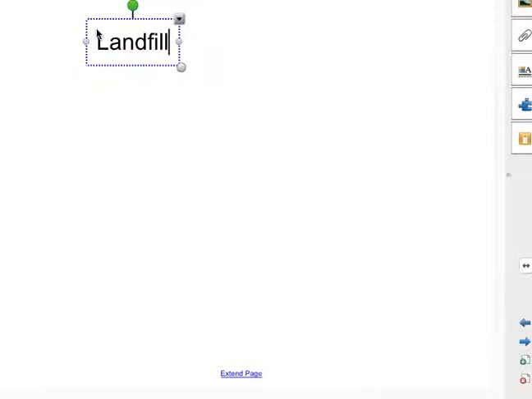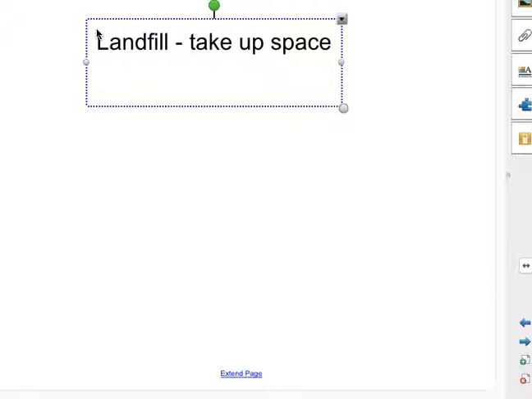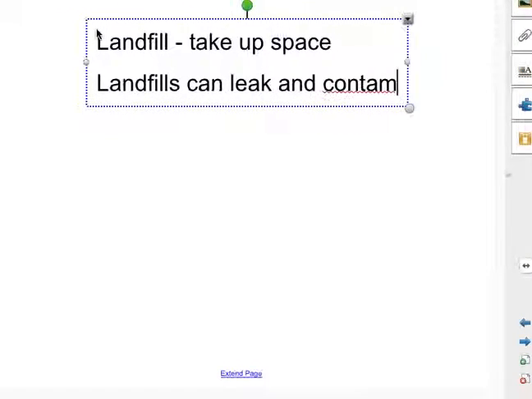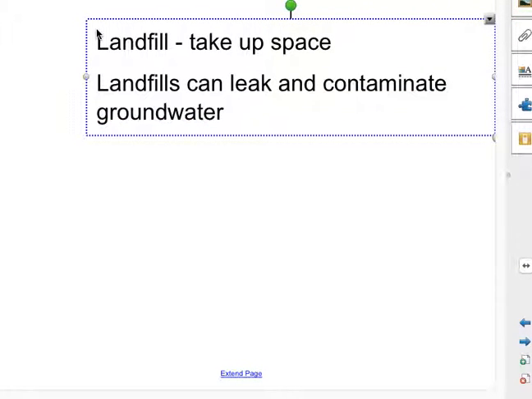Okay, let's pick landfill first. So in a landfill, it's going to take up space. I mean, that's one of the main issues. Landfills, as we know, also have problems with leaking and then contaminating groundwater, and the material in there could be heavy metals or other toxins.